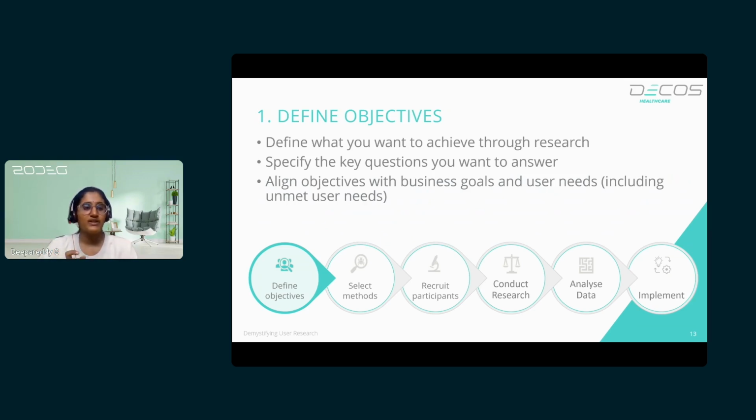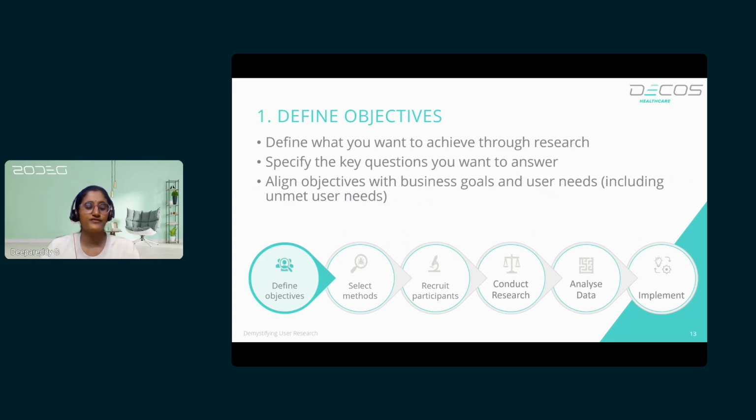For example, if your goal is to improve user engagement on a website, you might want to answer questions about how users interact with different sections of the site and what prevents them from going forward, from actually completing a desired action. They may quit in between, so why is that? All these questions we will be analyzing. Clearly defined objectives will guide our research process and ensure that the insights we gather are relevant and actionable.